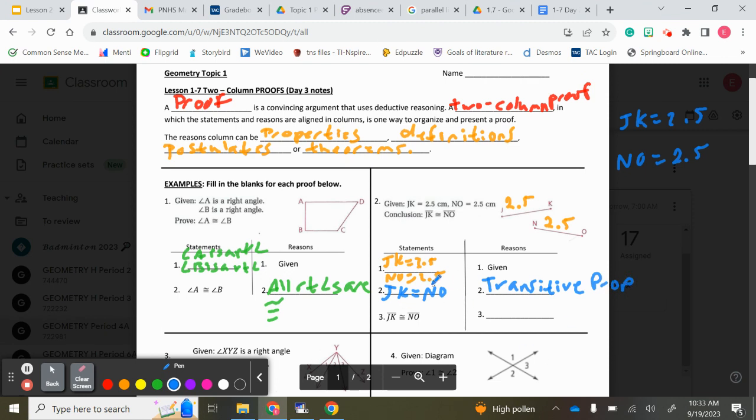So now if these are equal, we know that they're congruent, and that is just by the definition of congruent segments. Questions on this? How we doing?